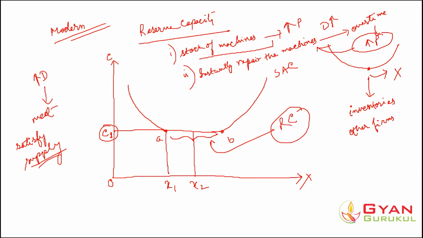Then there may be other ways of reserve capacity, that is, the firm's capacity to work with more shifts, right? The firm may also employ some additional casual labor that is available in the market, or the staff it has in its office. The staff of the particular firm may be used for overtime.